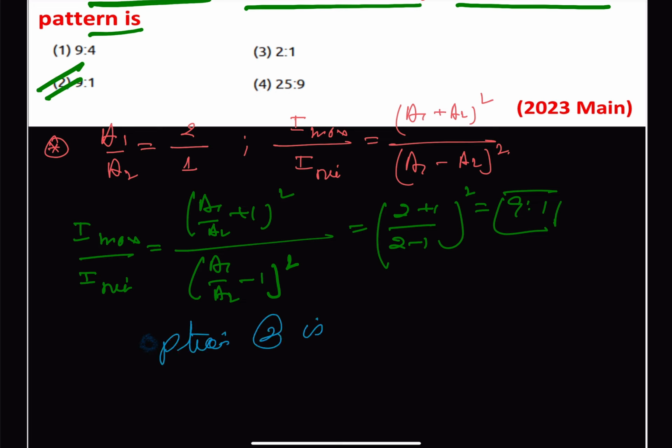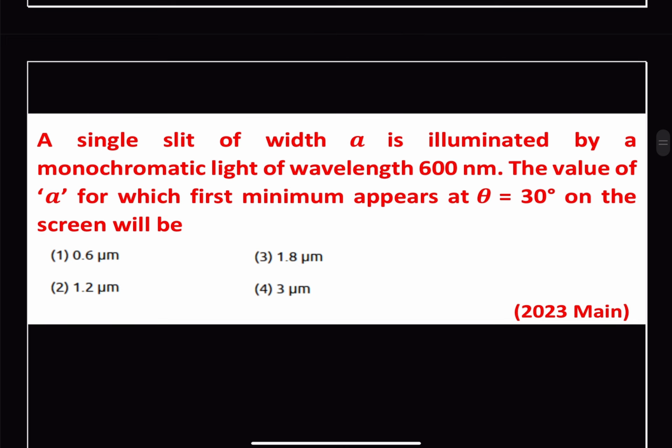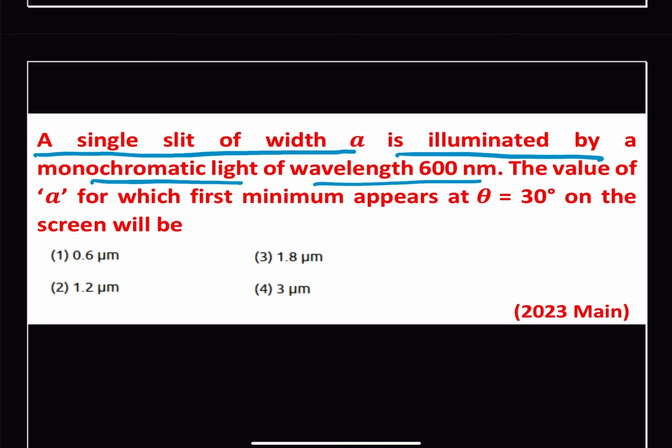Two is correct. Next question, and it states that a single slit of width a is illuminated by a monochromatic light of wavelength 600 nanometer. The value of a for which first minima appears at theta equal to 30 degree on the screen will be.